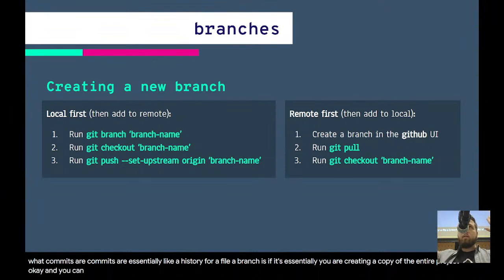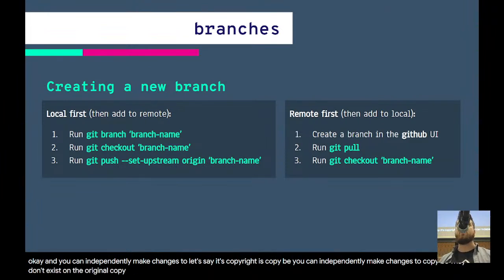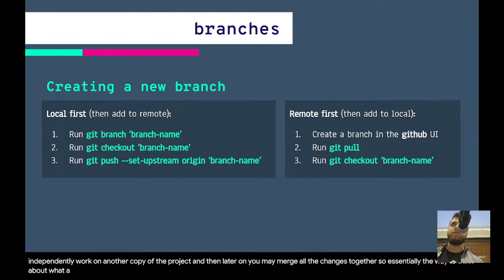And you can independently make changes to, let's say this is copy A, this is copy B. You can independently make changes to copy B, and when you send commits to this branch, they don't exist on the original copy. And so you can independently work on one copy of the project, one branch, and someone else can independently work on another copy of the project. And then later on, you may merge all of the changes together. So essentially, a way to think about what a branch is, it's a version of the entire project.